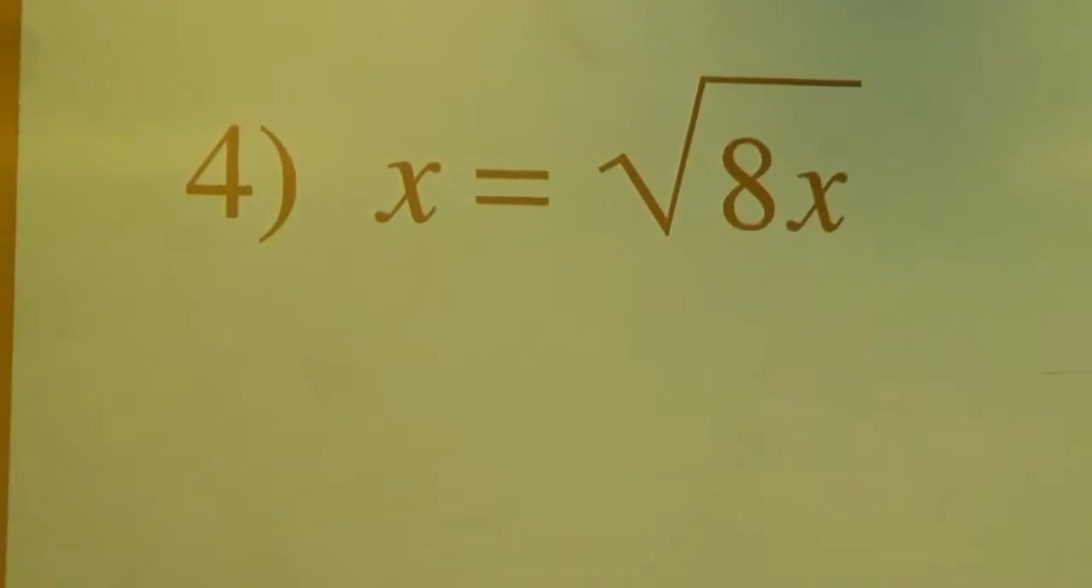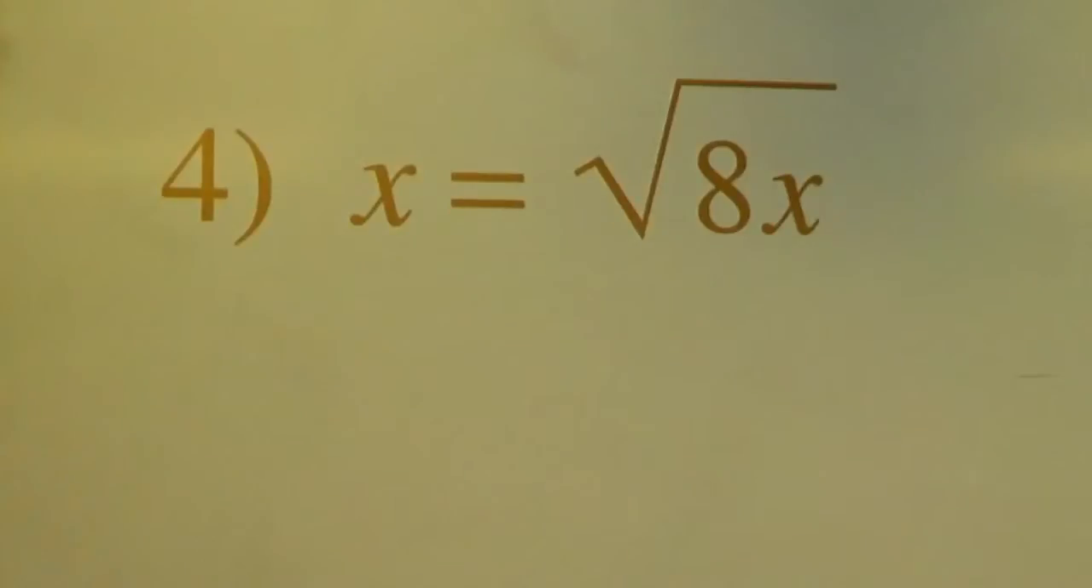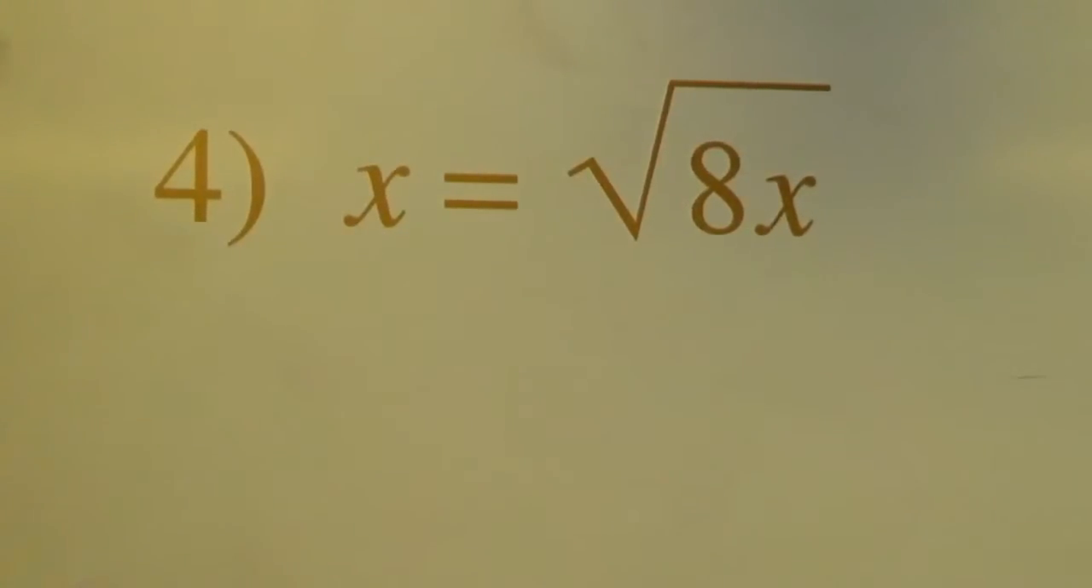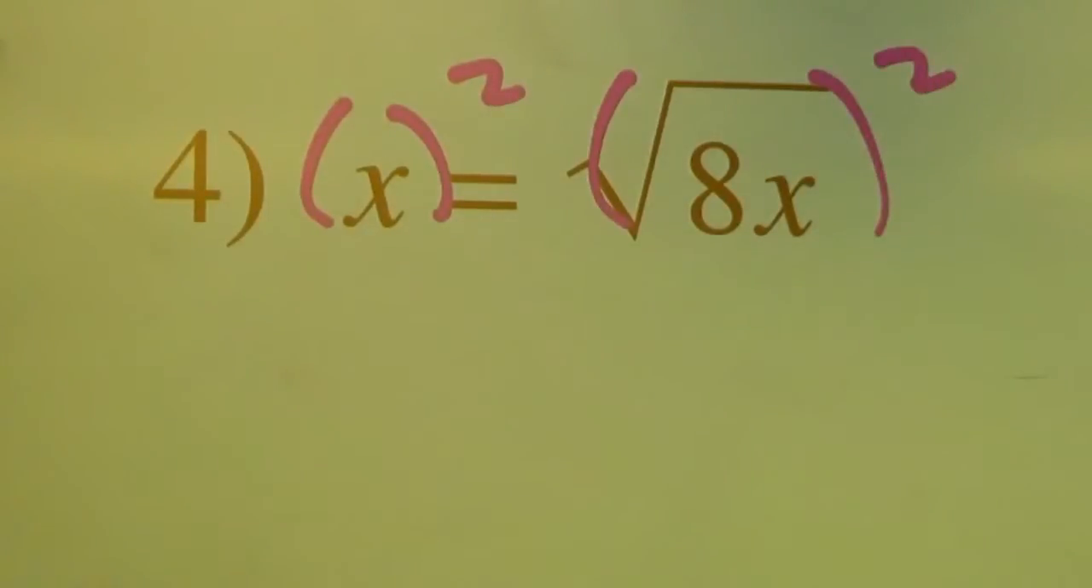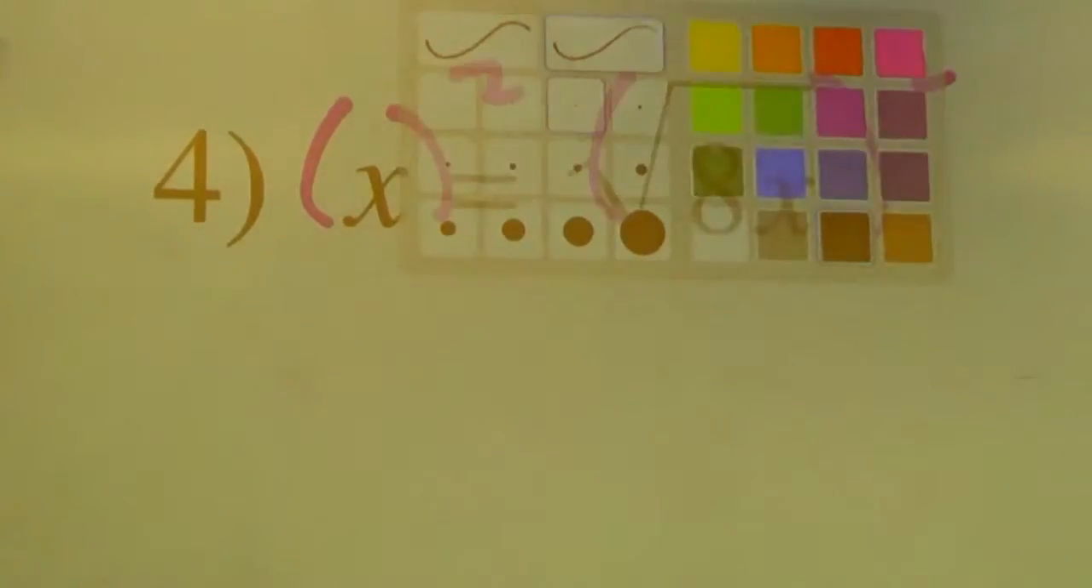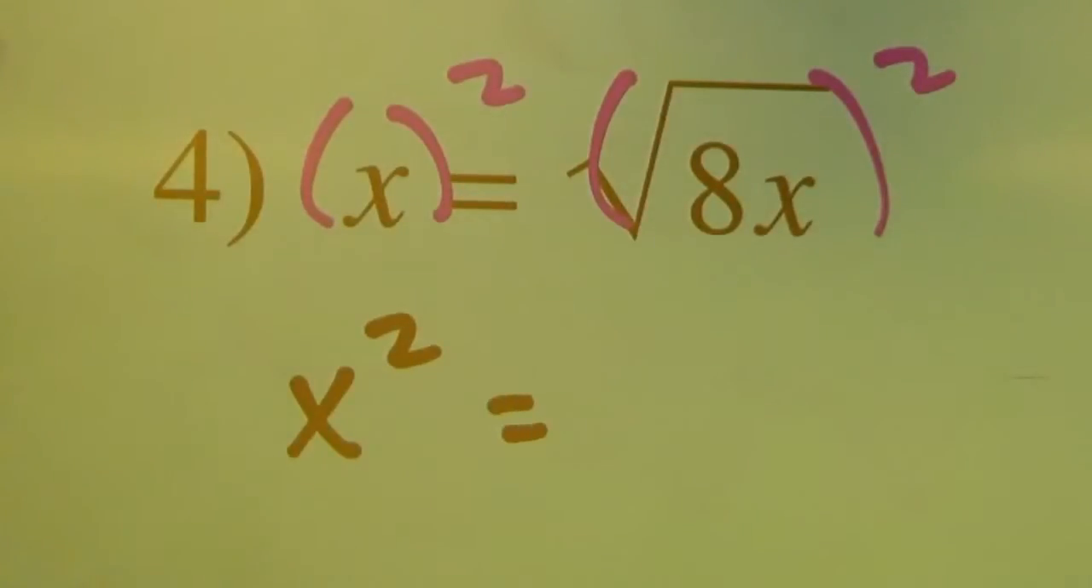Alright, so for this one, we started just like the last one. I'm going to square both sides. So I'm going to get x squared equals 8x. It goes away because of the square root. The square root, it goes away.